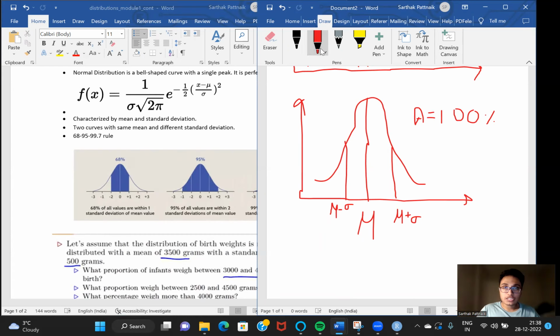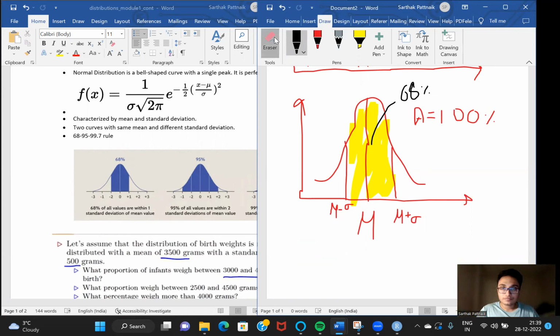So this particular area, which I'll be highlighting in a different color, let me pick up yellow. This area right here, this is 68%. Okay, so 68% of all values lie within one standard deviation from the mean value. And so one standard deviation towards the right and one standard deviation towards the left. This is the complete distance in which your 68% of the data lies.